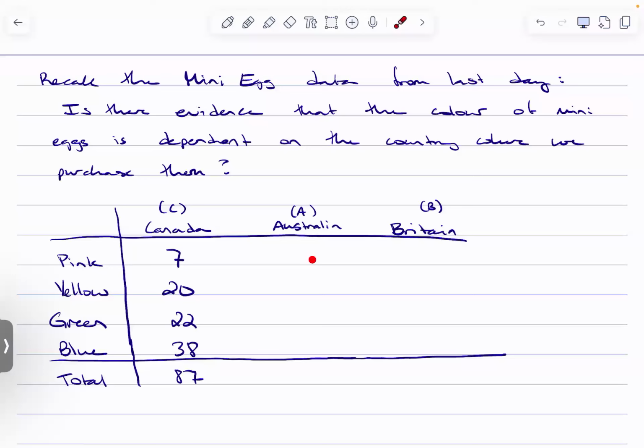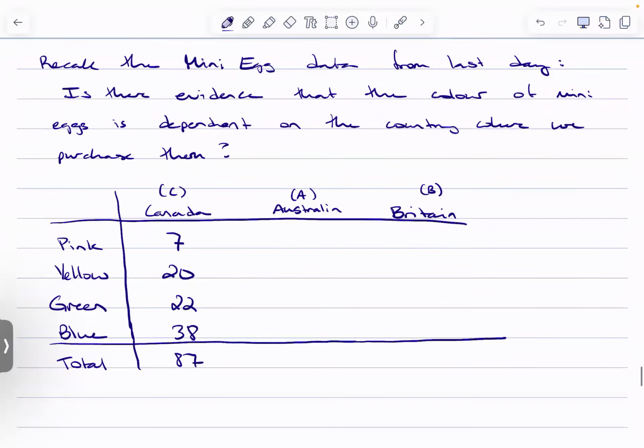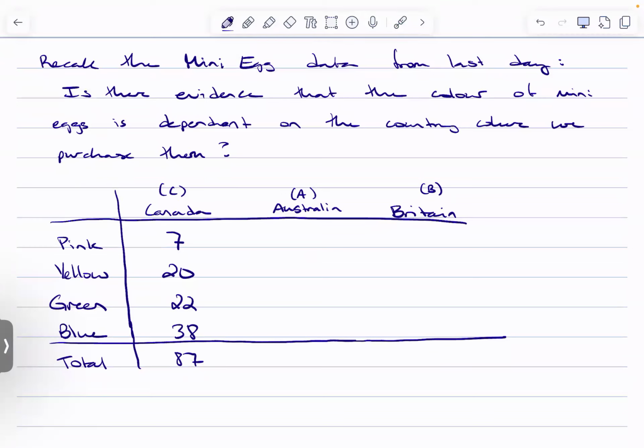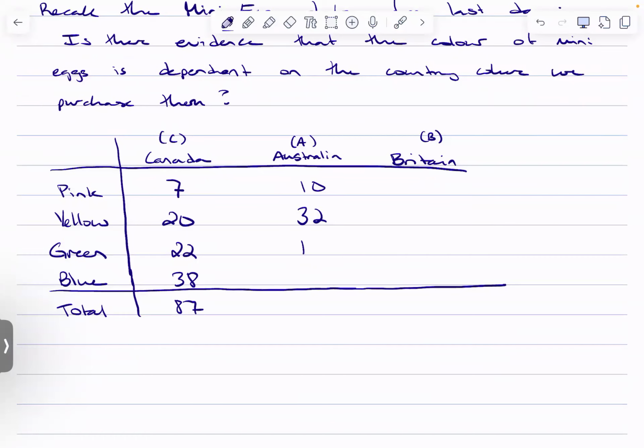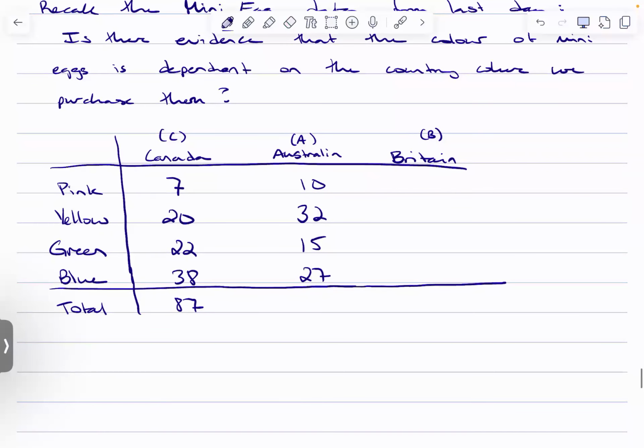Let's make up some numbers. Let's see here. We've got 10, 32, 15, I don't know, 27. Why not? Which means I sampled 10 plus 32 plus 15 plus 27, so 84 in Australia. I went all that way and I only sampled 84 mini eggs. Oh well.